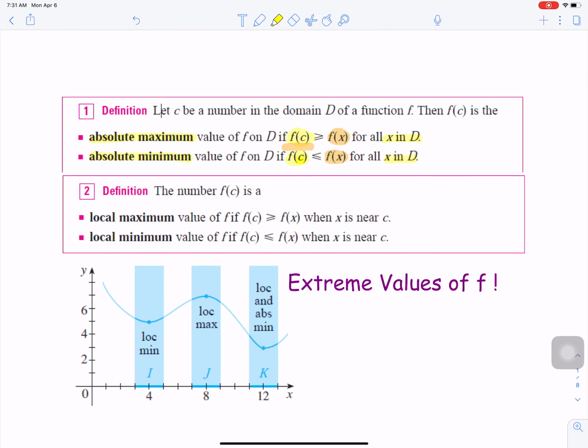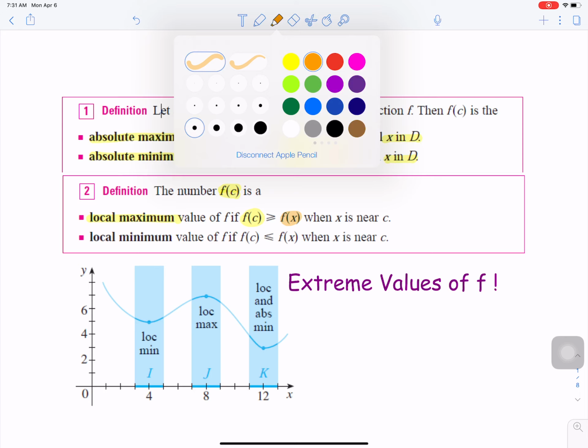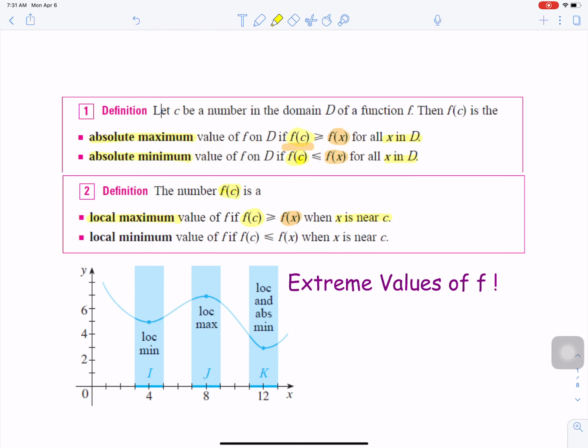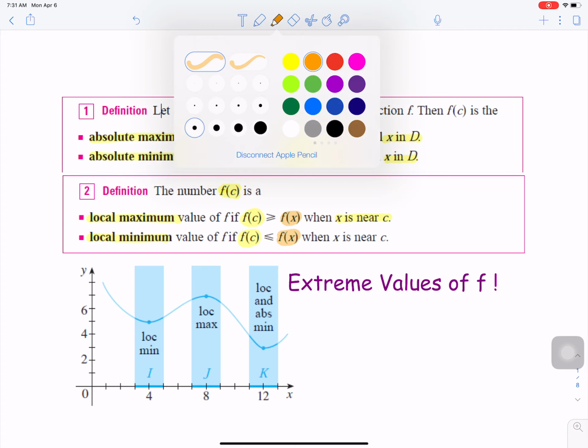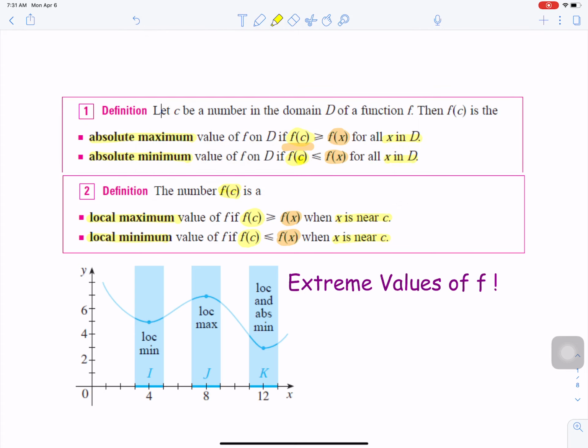Okay, now the f of c value, which is the y-coordinate, would be a local maximum if that point is higher than other y values only when we're near that x-coordinate. So in a small area, it's the highest point, but in terms of the entire graph, it's not a high point. A local minimum means that that point has to be lower than all of the other y-coordinates, but only specifically when we're near that value.